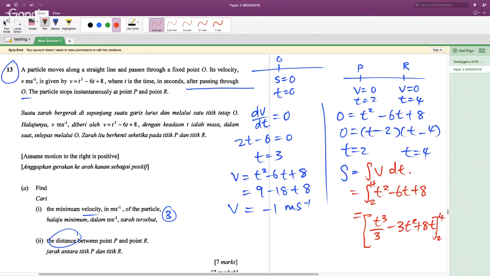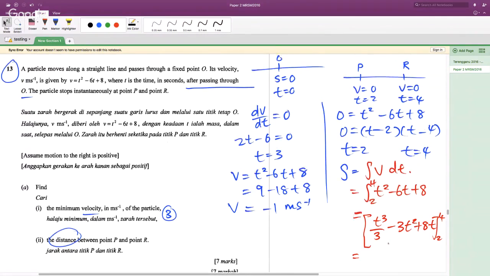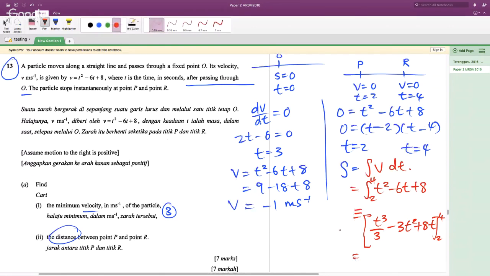2, 4. So that means I substitute the 4 into it, and then I'm going to minus. Okay, it's sort of hanging. So I'm going to substitute quickly. 64 over 3 minus 3 multiplied by 16 is 48, plus 32. Minus, I substitute 2, I will get 8 over 3 minus 12 plus 16.